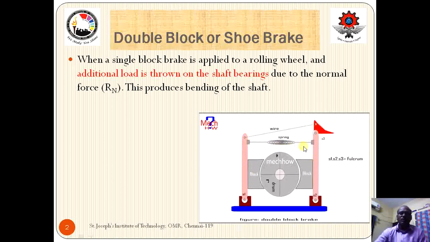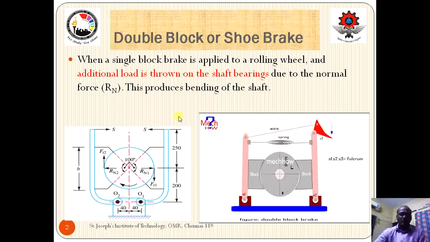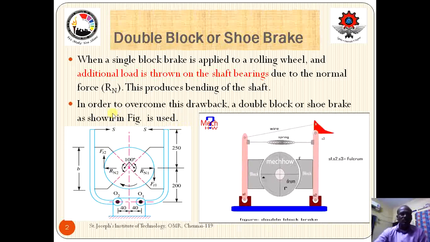So if you apply on both sides of the brake, the braking force is doubled, and also you will avoid this bending of the shaft. That's why you are using double block brake. This is the arrangement of double block brake. So now, in order to overcome this drawback, a double block brake shoe is used.